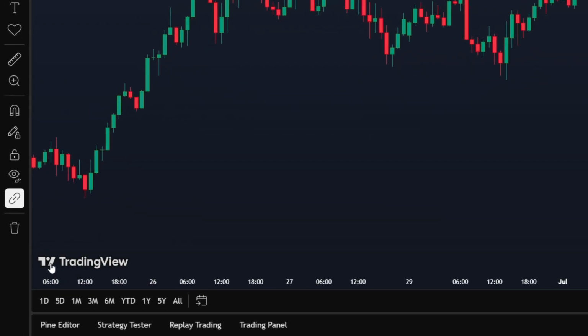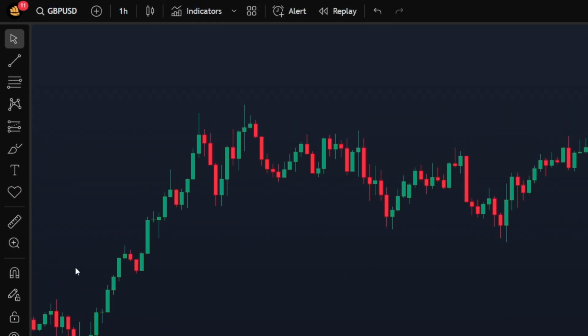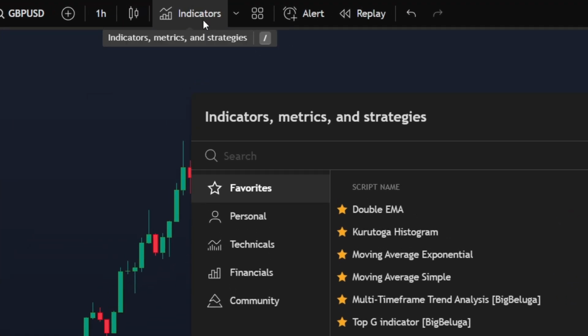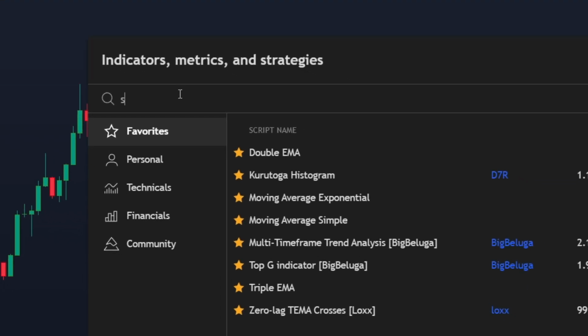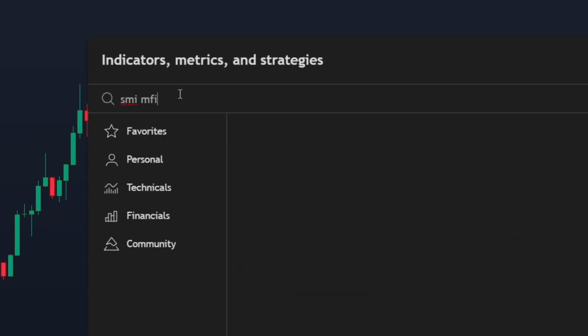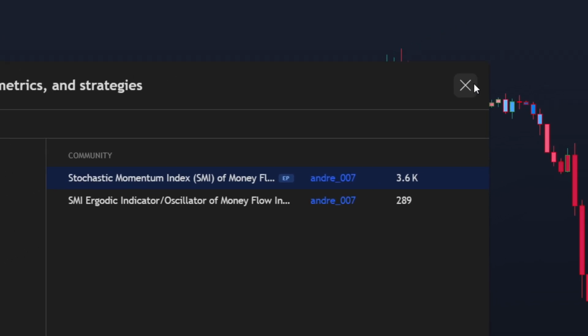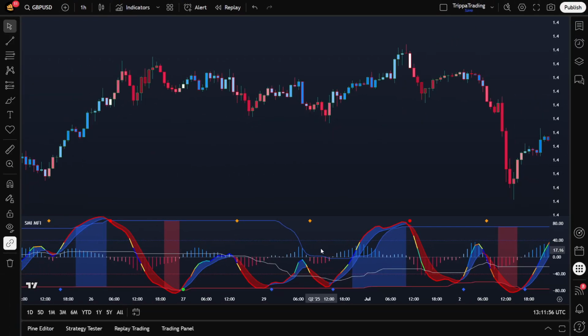Alright, so I will be using TradingView throughout this video. You can use any market or time frame of your choice. The concept remains the same. To add the indicator, go to the Indicators tab from here. Search for SMI MFI. You'll want this one, the Stochastic Momentum Index of Money Flow Index, created by Andre 7. Add this one to the trading chart. Once you load it on your chart, it'll show up in the bottom panel.